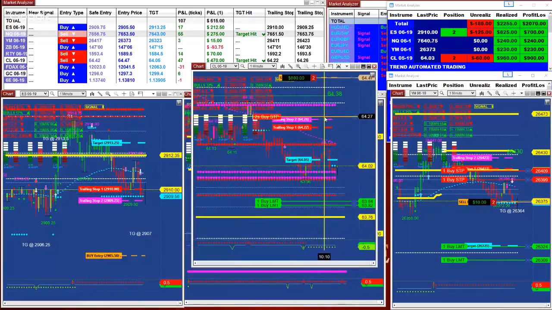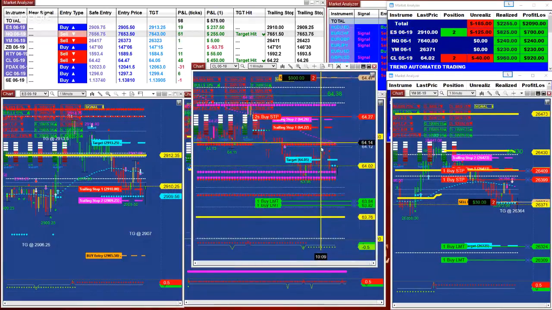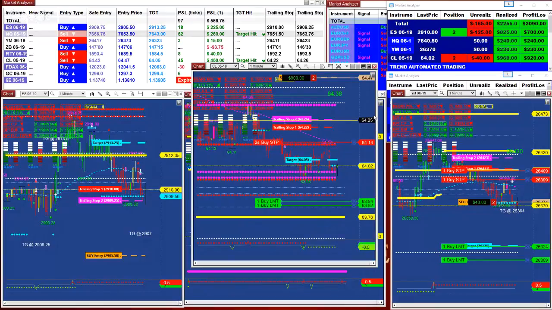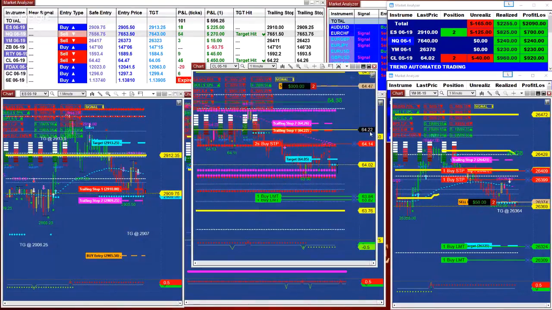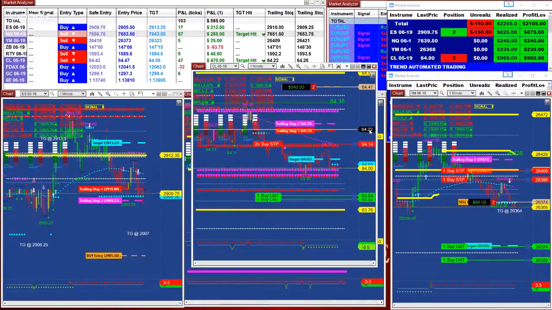Or if you want to, you can hide your trailing stop right above this here, the support line, the resistance line. So you can put it at 64.14, and we are about to have a new trade on the ES.